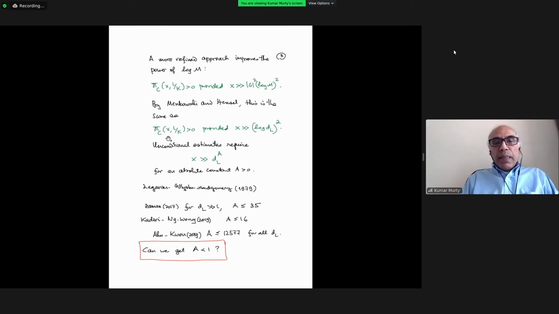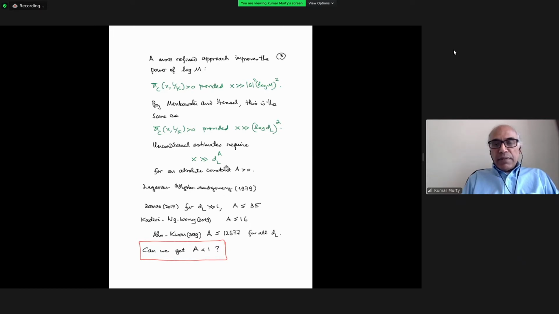Okay, so that's a theorem assuming the Riemann hypothesis for Dedekind zeta functions. Unconditionally, there's an estimate like this, as long as x is bigger than some sufficiently large power of the discriminant. So on the Riemann hypothesis, you have the square of the log of the discriminant, and unconditionally, you have a sufficiently large power of the discriminant. This is proved by Lagarias, Montgomery, and Odlyzko in 1979.